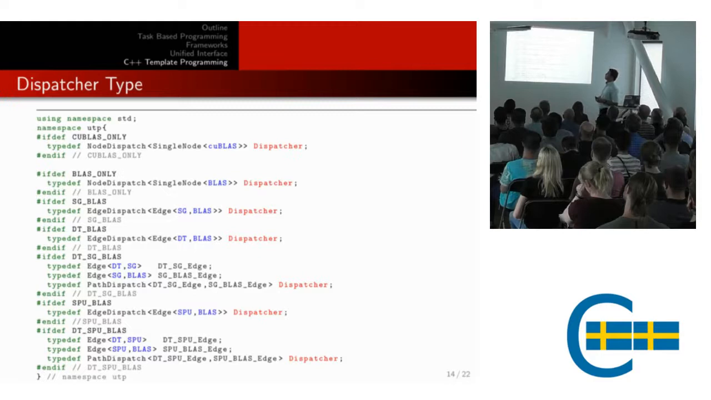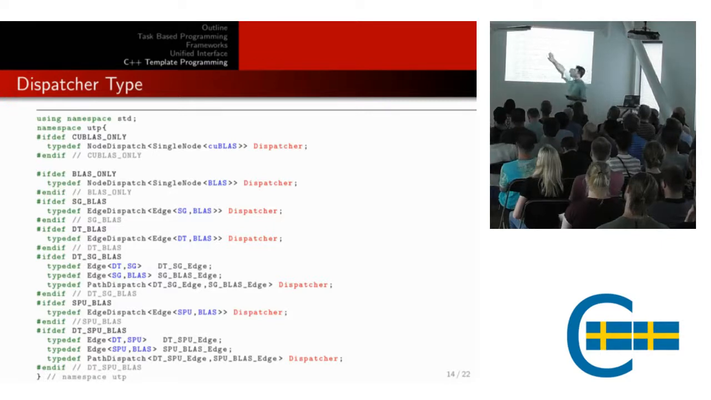Here, for example, we can see the dispatcher type, a short version of it. For different configurations of the frameworks, there are conditional switches for compilation. The dispatcher is defined either as a node dispatch of a single node, for QWS or CPU BLAS for one CPU. There is only one CPU in the task flow graph, so there is only one node after the dispatcher for a task to be sent to.